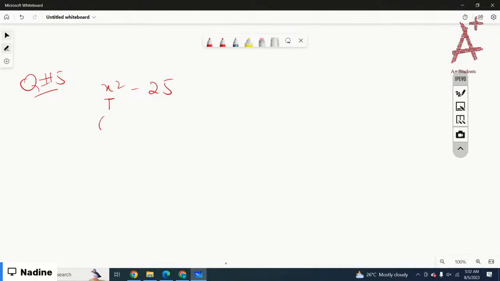Okay, you can see this one is the square of x and this one is the square of 5. That is a difference of squares, right? So you can write them as x minus 5 and x plus 5. If you have something like a difference of squares, you can write them as x minus 5 and x plus 5.